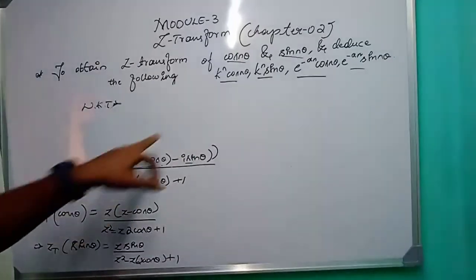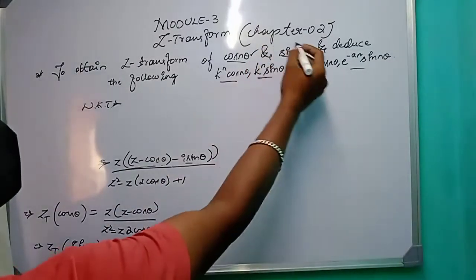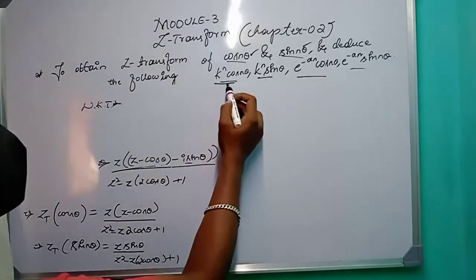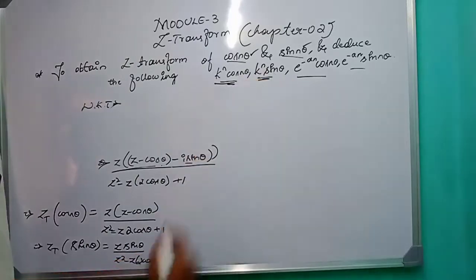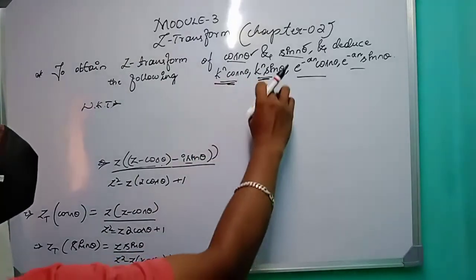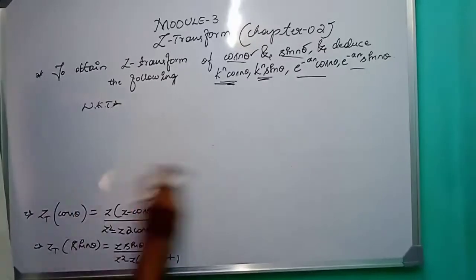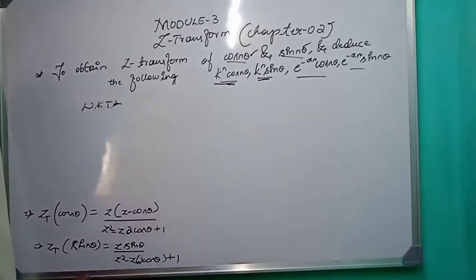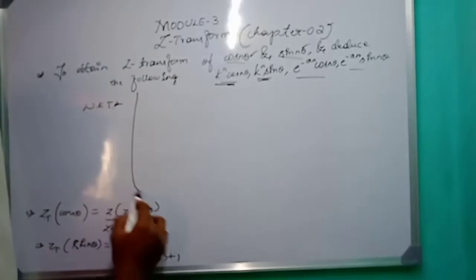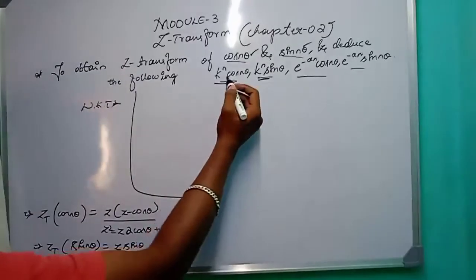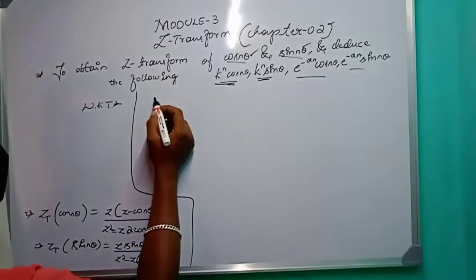Now we got to know about cos n theta and sin n theta. Now for these two, let me solve with the help of these. Let me keep the equation aside. We need k power n cos n theta and k power n sin n theta, so we use the damping rule.